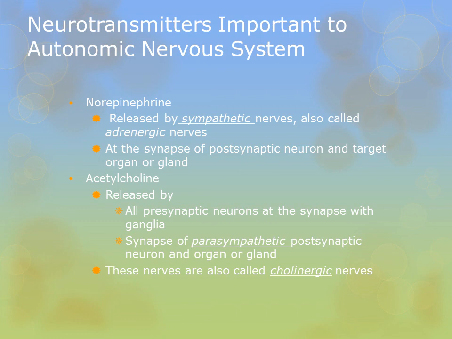The parasympathetic system only uses acetylcholine. Now, the sympathetic nervous system uses primarily norepinephrine, but can use acetylcholine as well. And that's just a kind of a fun fact. Nothing that you need to spend a lot of time deciphering.